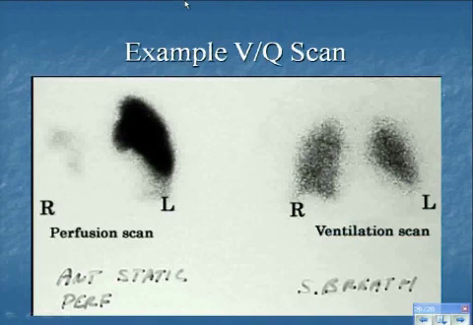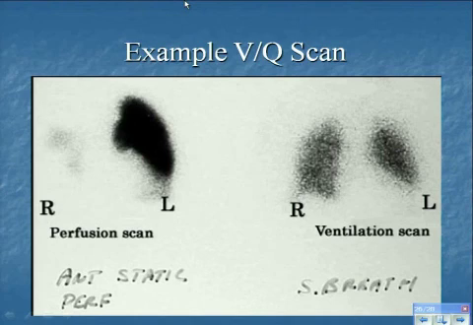Now let's look at somebody that's got disease. Look at this one. This one has perfusion that's absent in the right lung completely, but the ventilation is still equal on both sides. So what does this person have? PE. This is the pulmonary embolus.